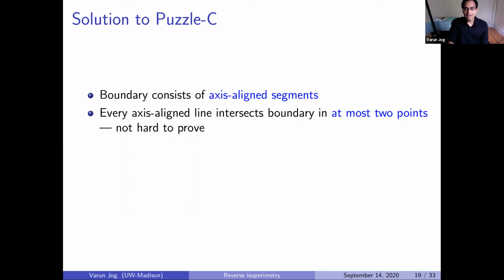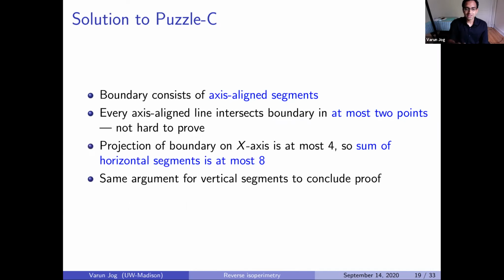And this observation immediately gives you that if you project this object onto the x-axis, you will count each chunk at most twice. So the sum of all the horizontal segments is at most 8, and the sum of all the vertical segments is at most 8, and then you end up getting the boundary. So it's not as involved and follows in a straightforward manner. So this solves the puzzles in 2 dimensions.